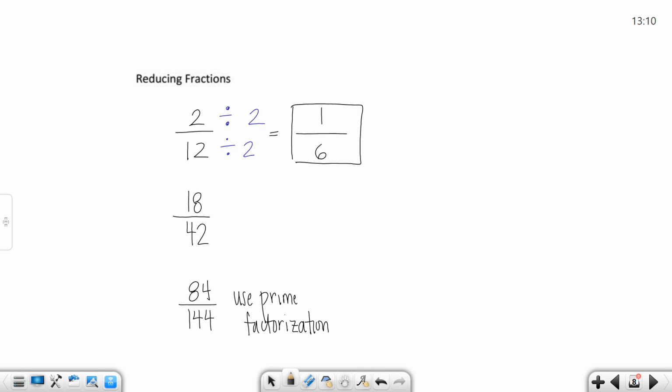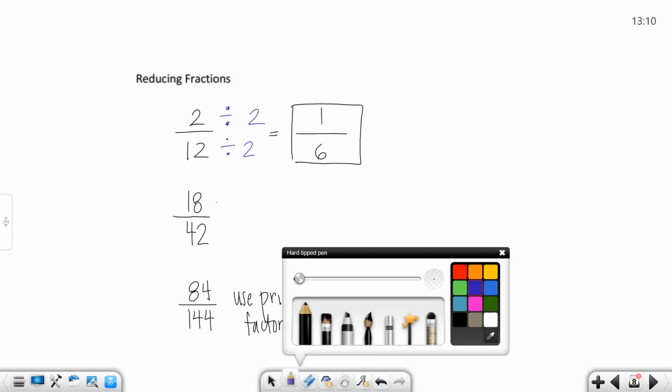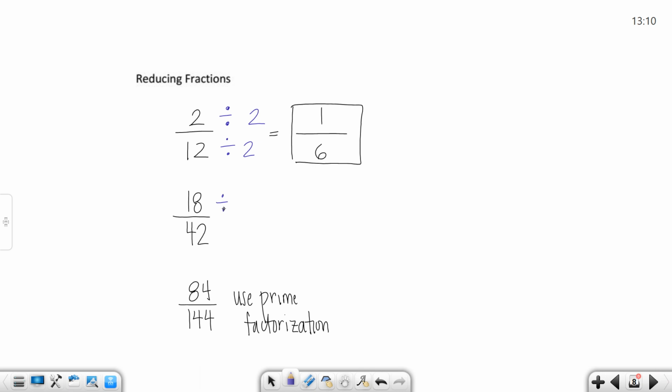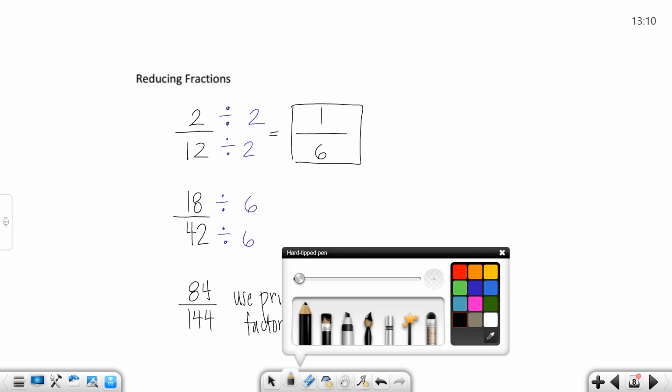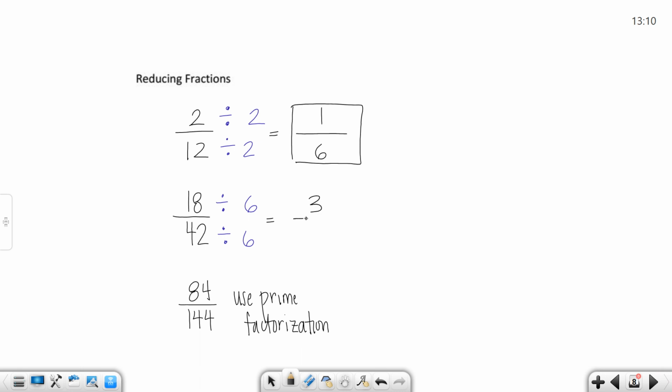Now in my next one, I know that 18 is divisible by 6, and I know that 42 is also divisible by 6. So I could make it a little bit easier on myself if I divided by a bigger number. You could also start with 2 and work your way up, but dividing by 6 starting out, since that's your greatest common factor, that's going to be the best way. Okay, 6 goes into both of these numbers. So 18 divided by 6 would leave me with 3, and 42 divided by 6 would leave me with 7. And that's how that part looks.